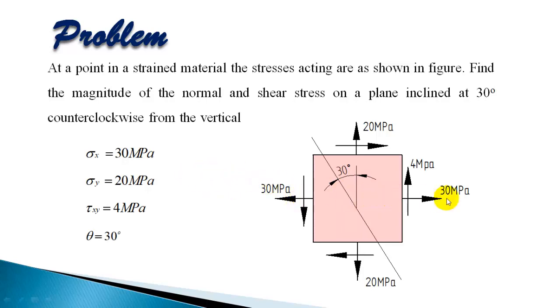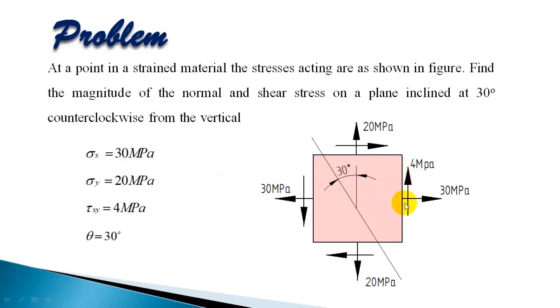The normal stress in x direction is 30 megapascal. So tensile stress has to be taken as positive. And again, in the y direction, you have tensile stress, and tensile stress on this face will be upward. So it is positive. Tensile stress is positive. So on the right face, rightward is positive. On the top face, upward is positive.